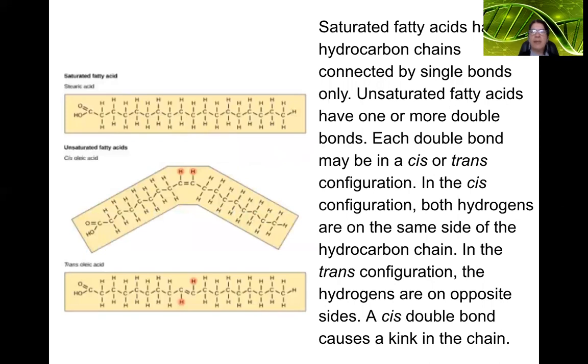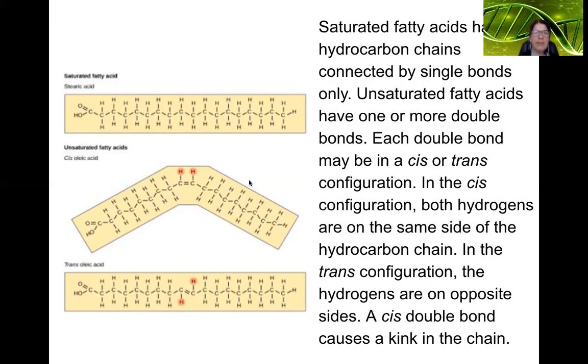Saturated fatty acids have long hydrocarbon chains, again, connected by single bonds. Unsaturated fatty acids have 1 or more double bonds, and each double bond may be either in a cis or trans configuration. Why am I telling you this? Because you have heard of trans fats. This is where the term comes from, trans fats.